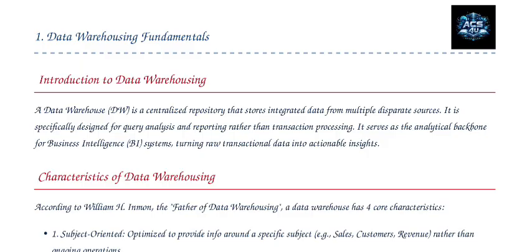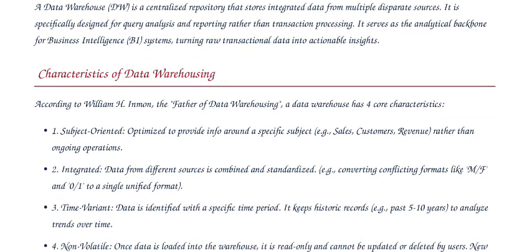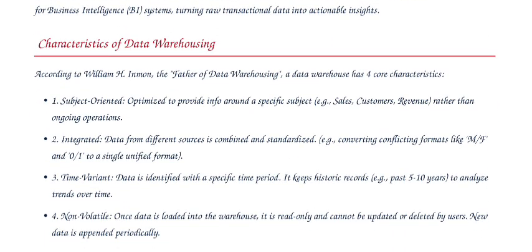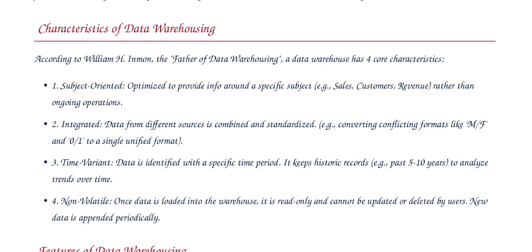The characteristics of data warehousing are subject-oriented, non-volatile, time-variant, and integrated. Firstly, subject-oriented. It is optimized to provide information around a specific subject, for example sales, customers, revenue, rather than ongoing operations. Integrated. Data from different sources is combined and standardized.